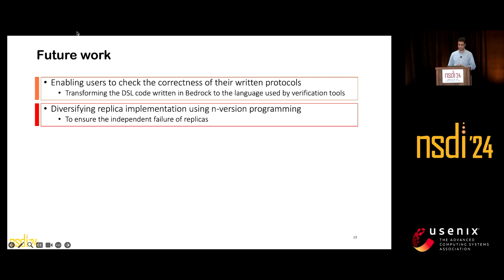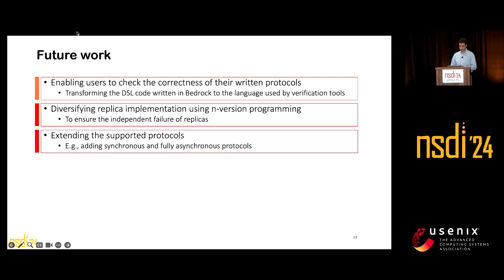Another dimension is we know that to ensure the independent failure of replicas, we need to diversify replica implementation. In a sense that if I, as an attacker, attack the system with some strategy, I shouldn't be able to use the same strategy to attack other nodes. So what we do is we diversify replica implementation. And now that we have Bedrock, we can write the same DSL code and provide different implementations of this DSL code.